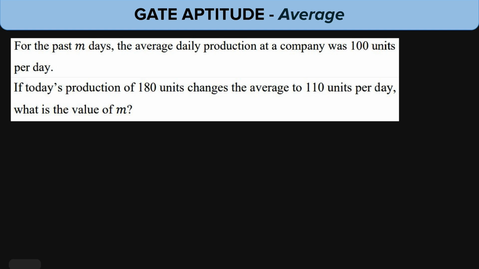For past m days, the daily average production at a company was 100 units per day. If today production of 180 units change the average to 110 units per day, what is the value of m?